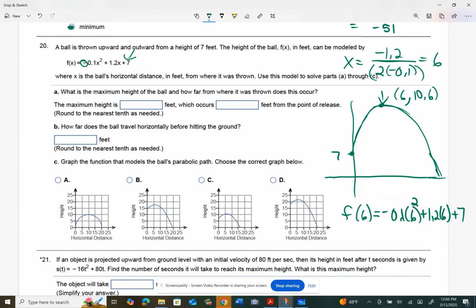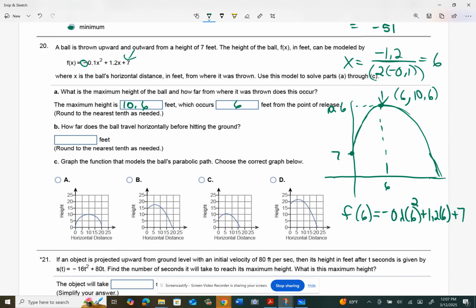Okay. I'm going to double check that I entered it right by looking back at what I entered. Make sure I put in a 0.1 times the 6 squared, 1.2 times 6 plus 7, and I got the 10.6. So the maximum height would be the y-coordinate, 10.6 feet, which occurs at the x-coordinate, how far horizontally from where it was released. So that would be the 6 feet.